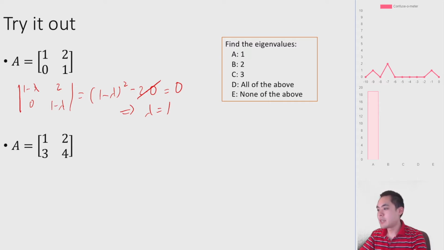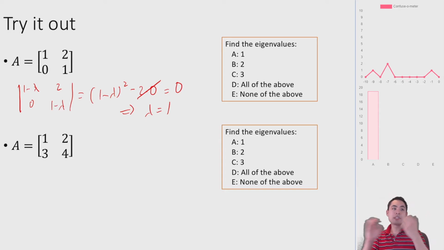Okay, let me reset again. And let's see, what do you think are the eigenvalues of this matrix? So this [1, 2; 3, 4] matrix.